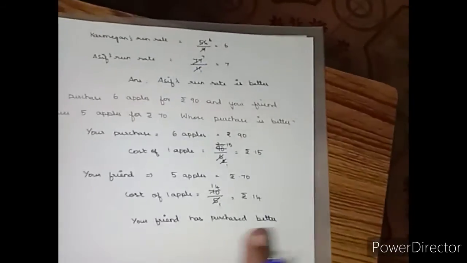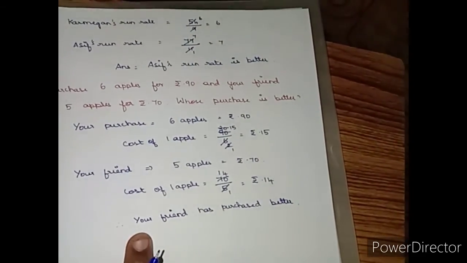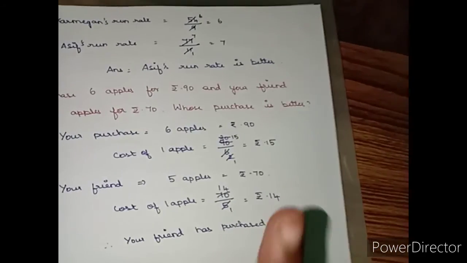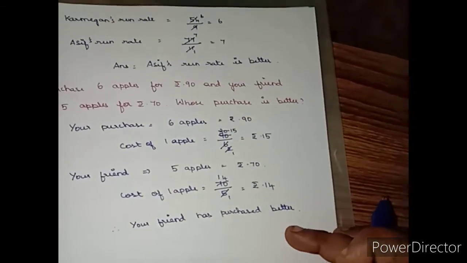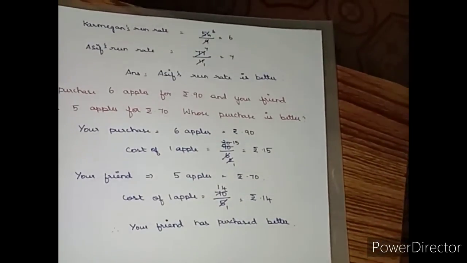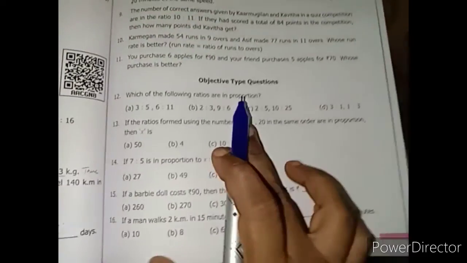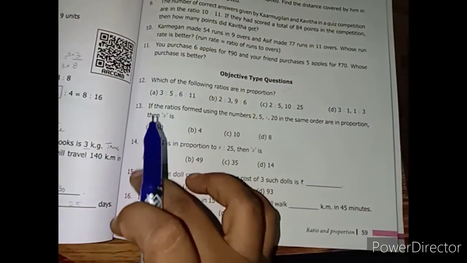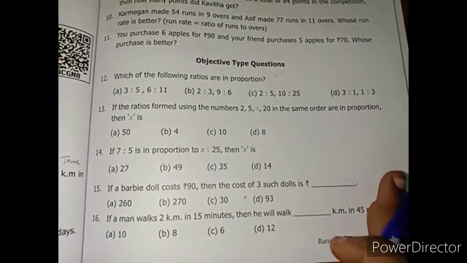So you have spent rupees 15 for 1 apple, but what your friend has done? He or she has spent rupees 14 for 1 apple. So whose purchase was better? It is your friend's. We'll go with the next question. So yes, students, we have completed all the 11 questions. See, we have objective type questions 12 to 16, that is 1, 2, 3, 4 and 5 questions we have. As usual, I am going to give this as homework for you.